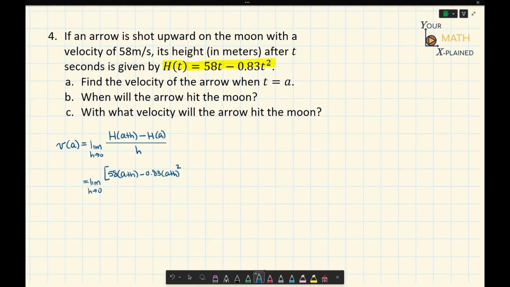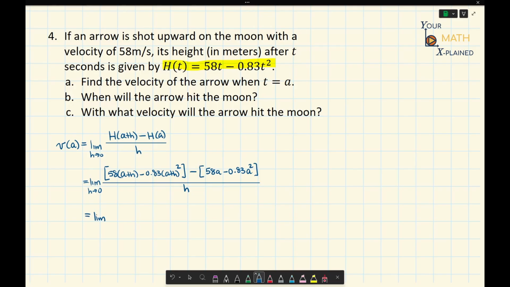And then we are going to be subtracting h of a. So that is going to be 58a minus 0.83a squared. And this is over lowercase h. Okay, so we're going to now go ahead and expand everything on the top.